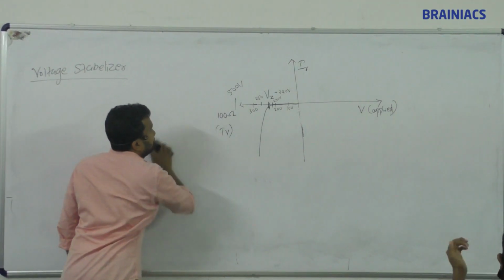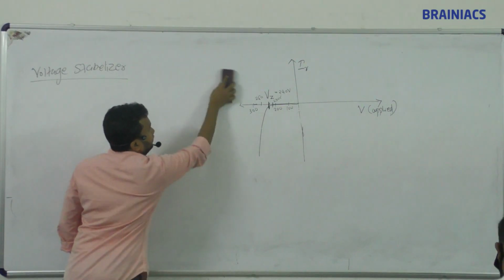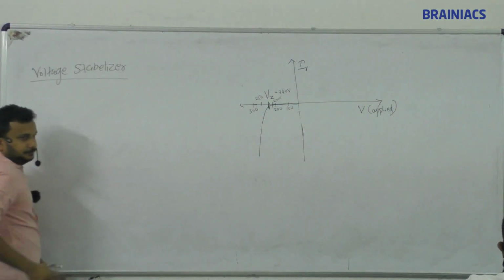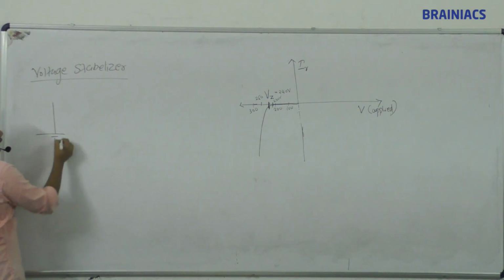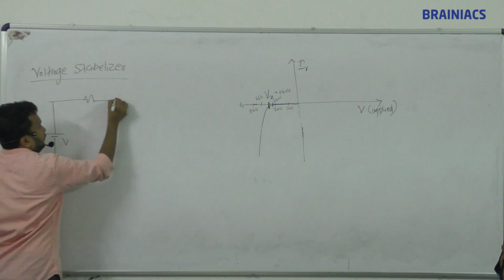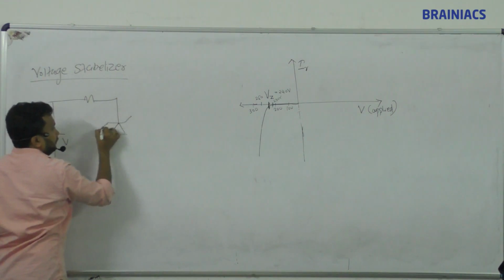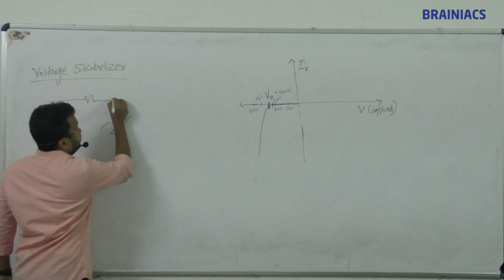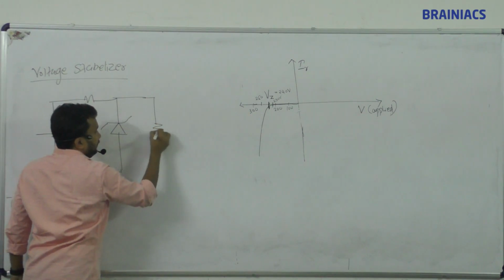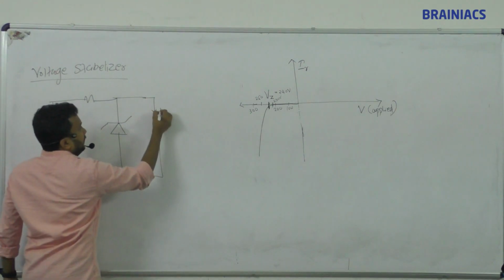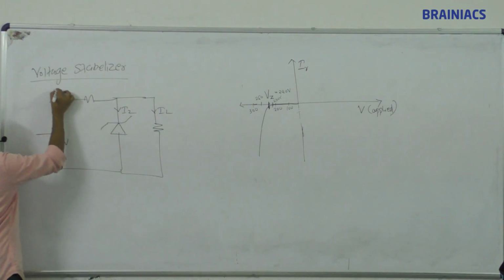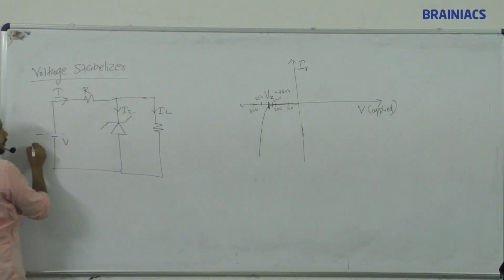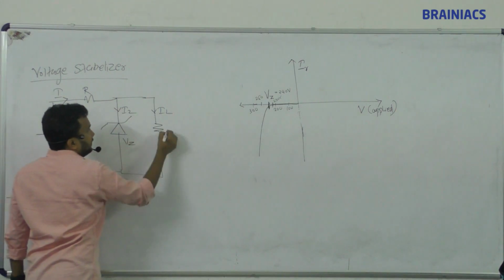First draw the circuit, then we will write. We have to mark the currents also: IL, IZ, I, resistance, V, VZ and RL.